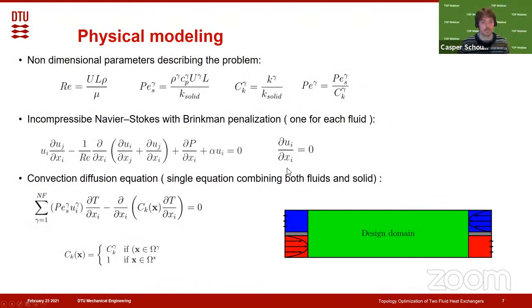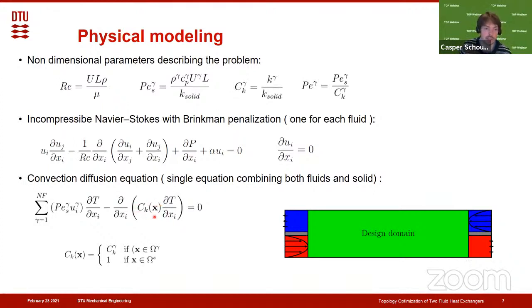The system solved here is a non-dimensionalized, incompressible steady-state Navier-Stokes with the Brinkman penalization term, as we just saw before. In front of the viscous term, we have 1 over the Reynolds number, and the Reynolds number is defined as we see up here. There's also the Péclet number. In this case, we have defined a solid Péclet number, which is the leading term for the convection term in the convection-diffusion equation. By non-dimensionalizing using the solid Péclet number, we can avoid interpolating both the leading term of the convective part and the diffusive part of the convection-diffusion equation.